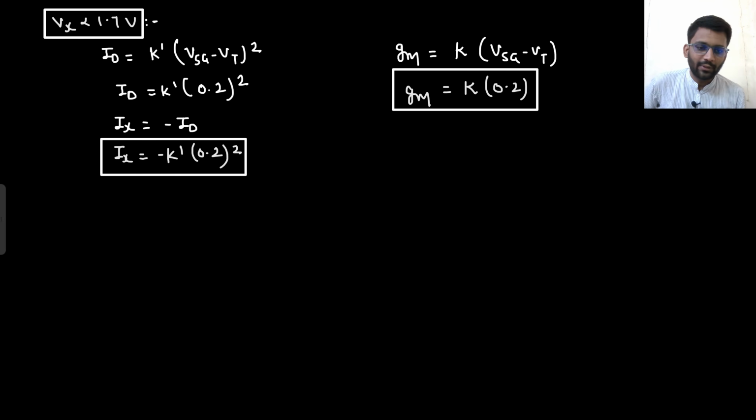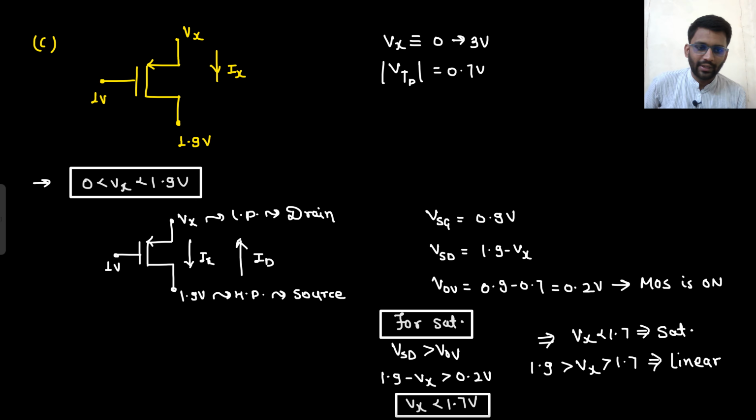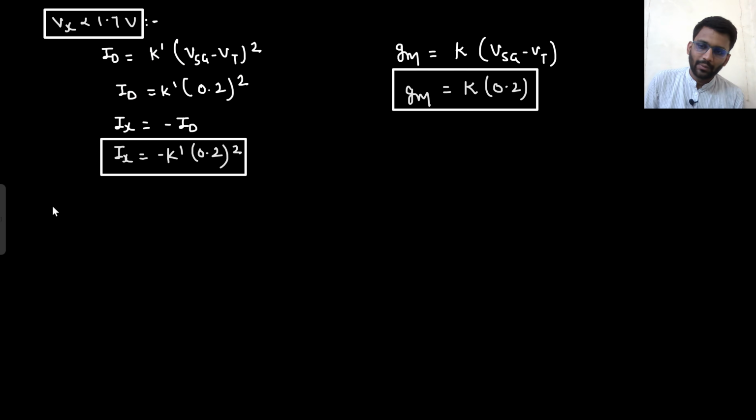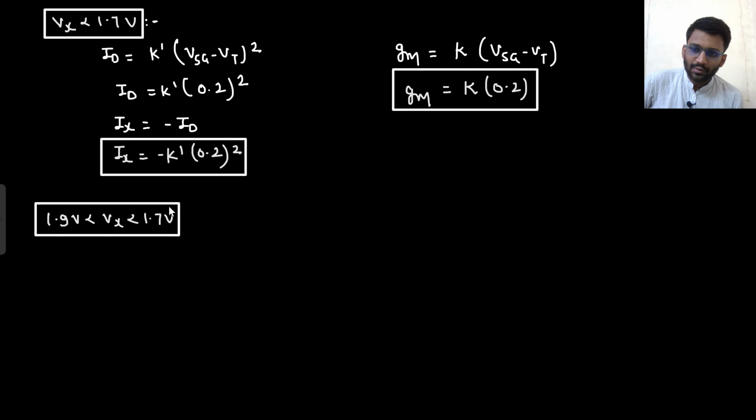Now for 1.9 to 1.7 volt, I am going to write. So what will be your Ix? What will be your ID? Tell me. What will be your ID?